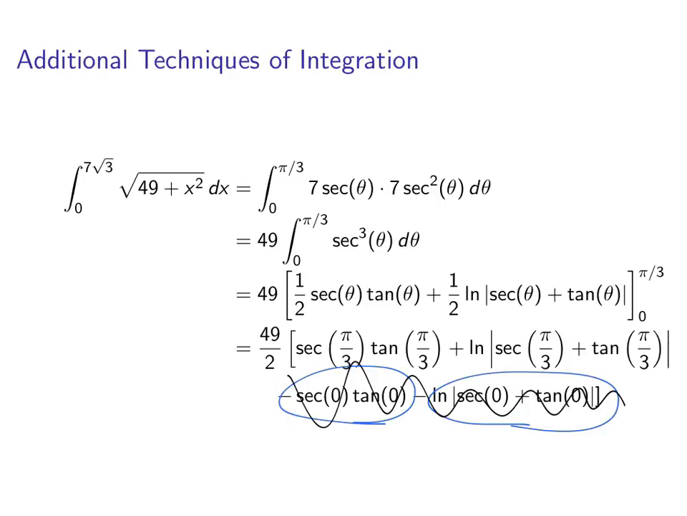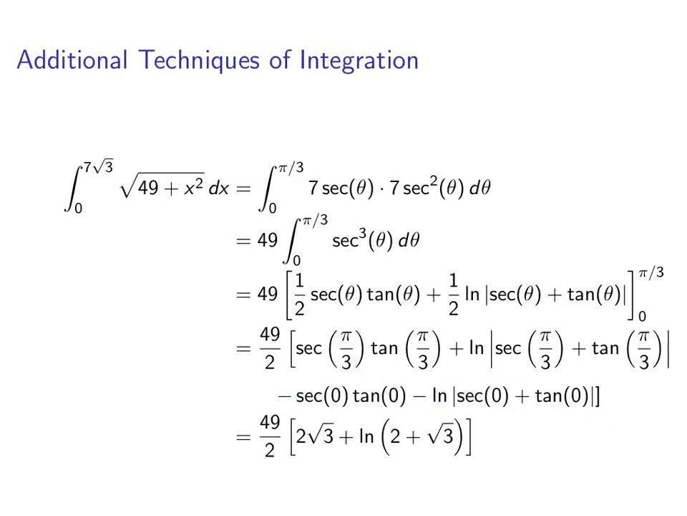Gone. And so we're just left with what's with the pi over 3, and if we work it all out, then we get something that looks like this. Because secant of pi over 3 is 2, tangent of pi over 3 is root 3. So this is actually going to be our final answer. Okay, that's all for now.